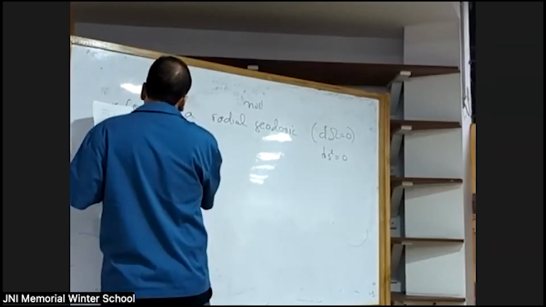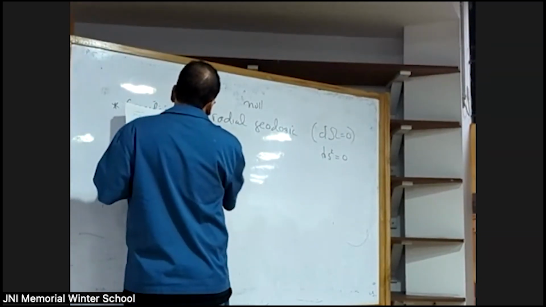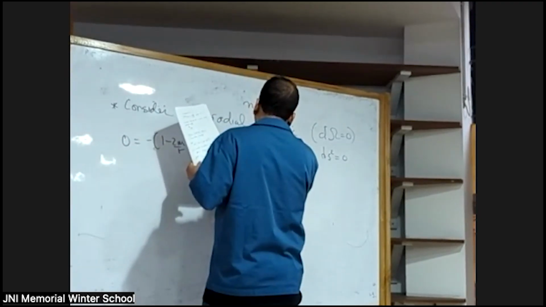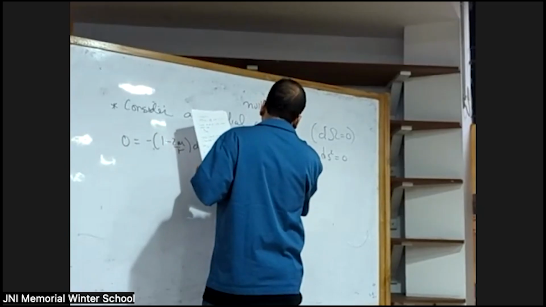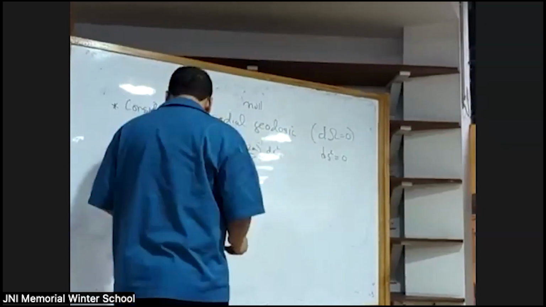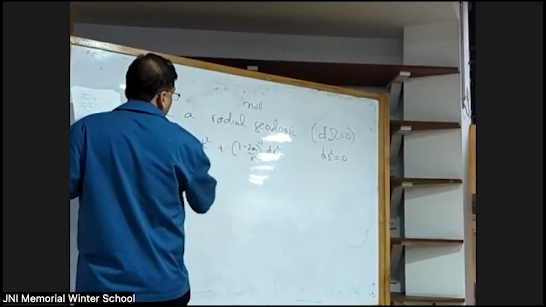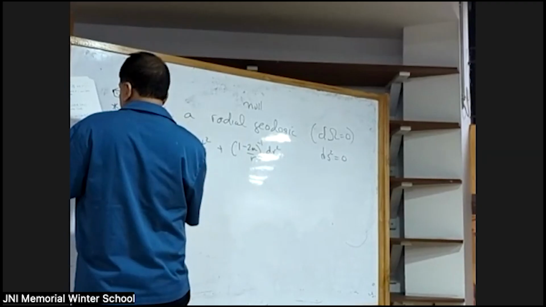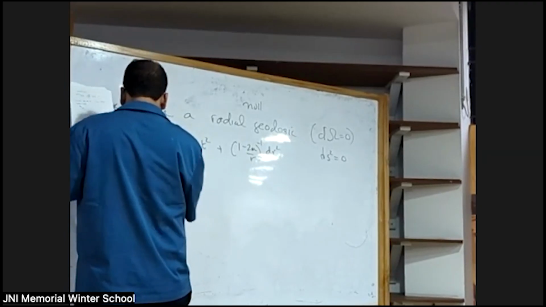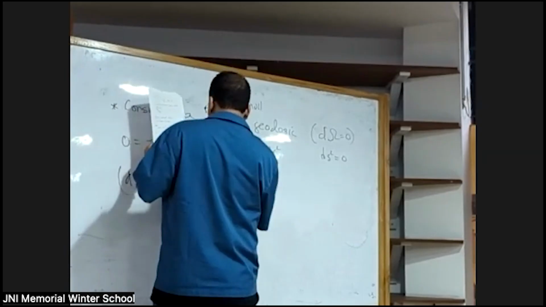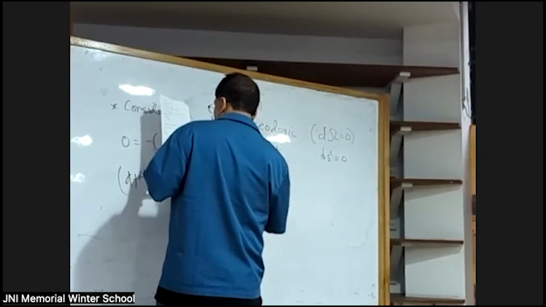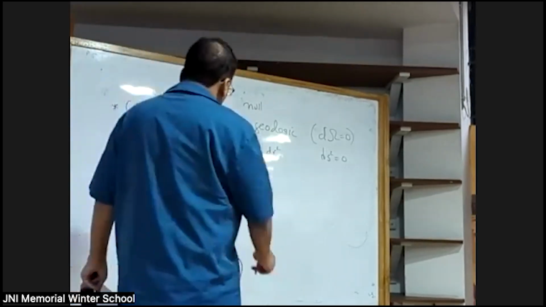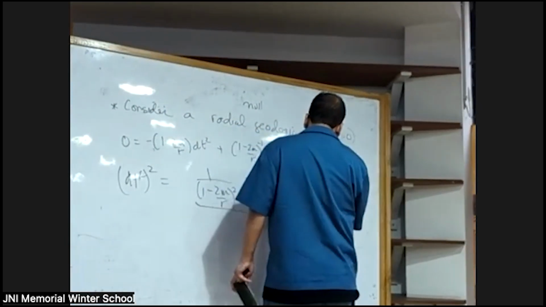Okay, so (1 − 2m/r) dt² + (1 − 2m/r)⁻¹ dr² is equal to 0. This means that if you take this to the other side and divide by 1 − 2m/r, you have dt² is equal to 1 over (1 − 2m/r)² dr². Okay, and this is what we're going to call dr star squared.